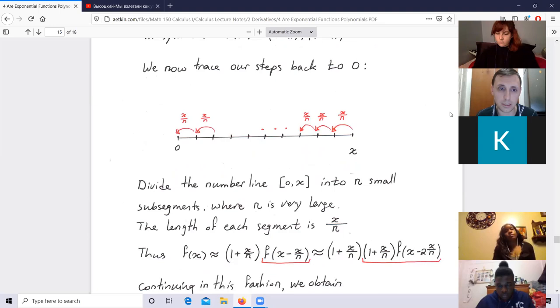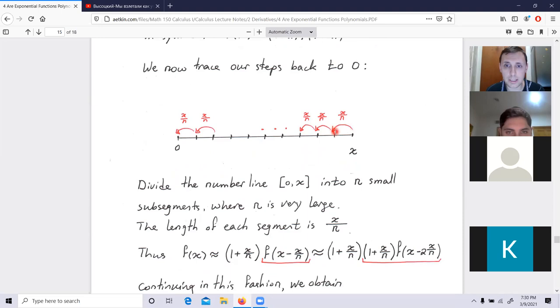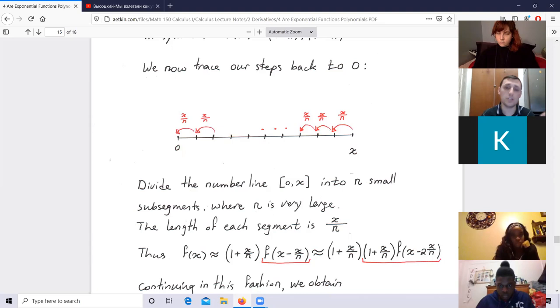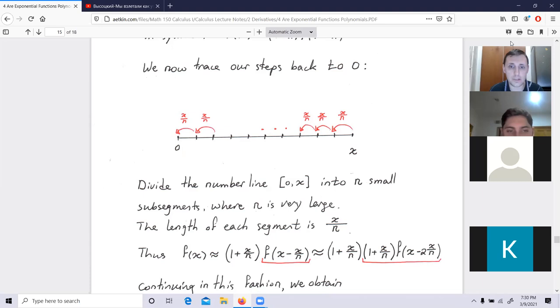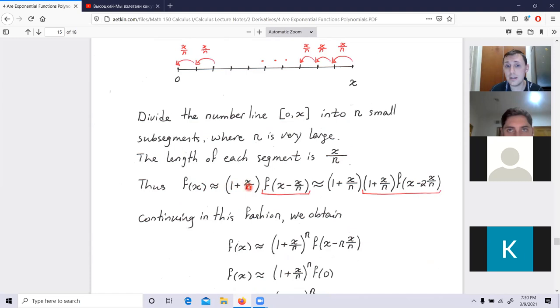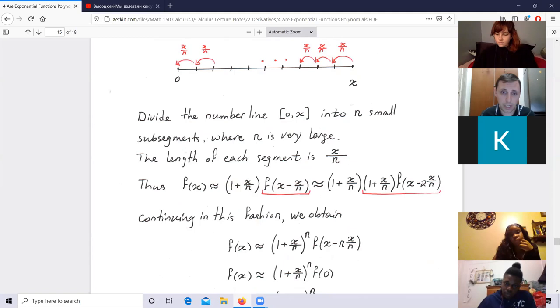Look at it. I begin here. I walk one step back. I walk one step back. I'm just trying to go to zero because zero, I know the answer. e to the zero is one. Do you understand? The function at zero is one. I'm walking to the one place where I am at home. And I have this recursive formula. Look at it. So what is f of x? It's approximately one plus x over n times the function at the previous point. Now, what is this function at the previous point? It's multiplied by an extra one plus x over n and evaluate the function at that point. That's what this expression tells me to do.